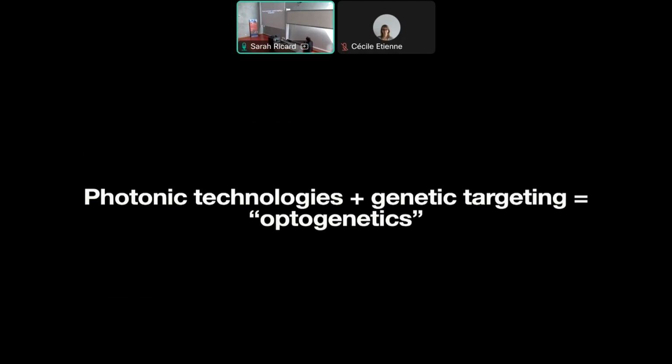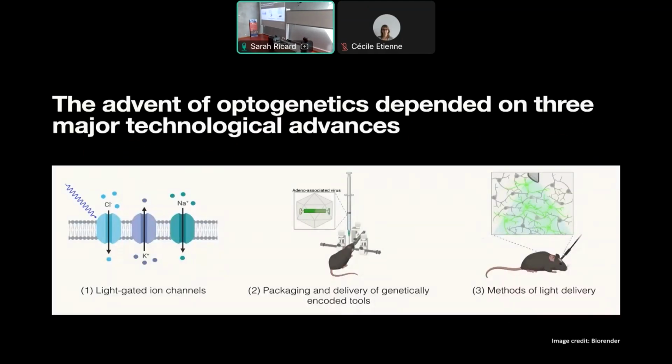That's a field within which we work. And this field is based on three technological advancements. The first was the finding of light-gated ion channels. The second was the packaging and delivery of these genetically encoded tools. And the third was methods of light delivery. And the discovery of light-gated ion channels is a fantastic example of the use of basic science. So I'll go into a bit more detail about the discovery and then subsequent application of these light-gated ion channels.